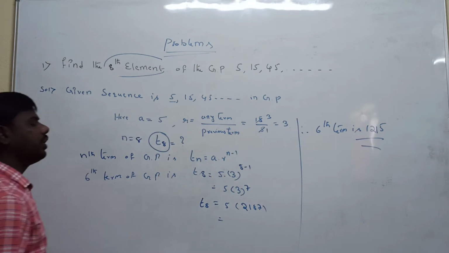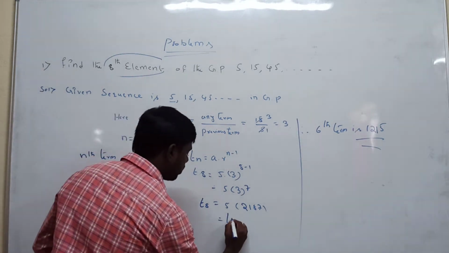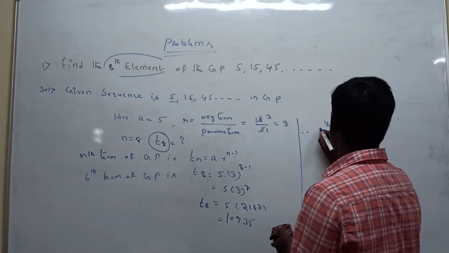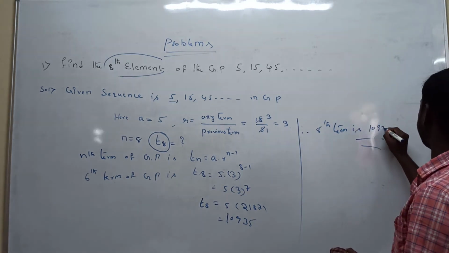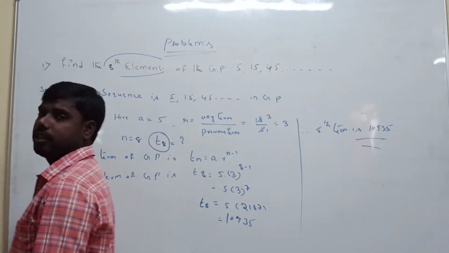3 to the power of 7 is 2187. So 5 into 2187 is equal to 10,935. What are they asking? The eighth term is 10,935. Same sequence, only the nth element is interchanged.